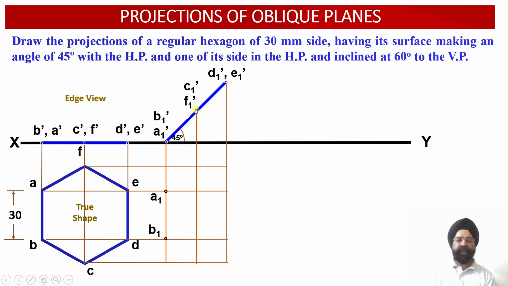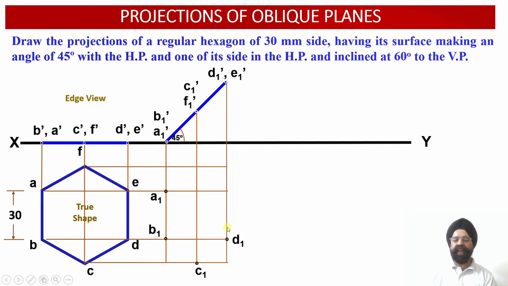Similarly, this is the vertical projector line corresponding to the point C1 dash. So we'll bring this down till the position where it is going to intersect with the horizontal projector line emerging from the top view projection point C. So this gives us the location of the point C1. Similarly, vertical projector through D1 dash and horizontal projector through D.